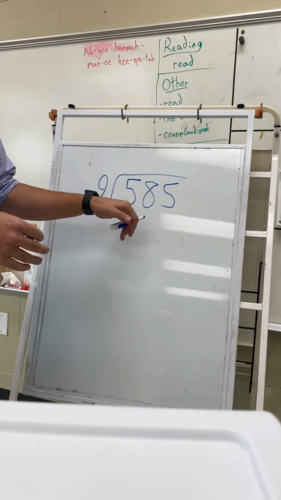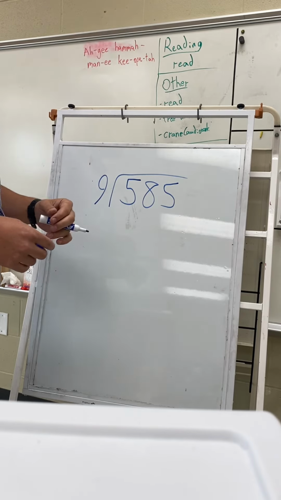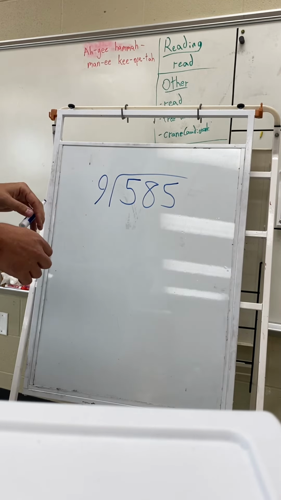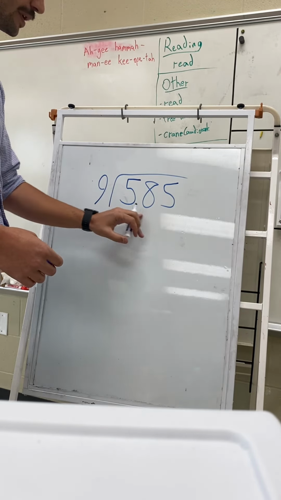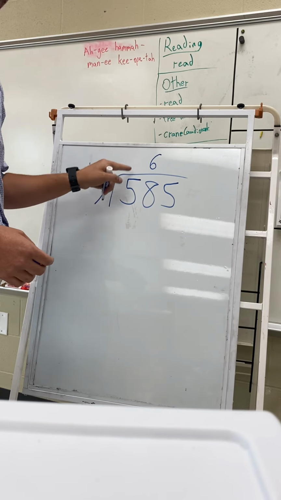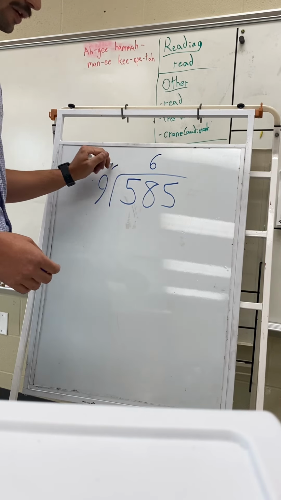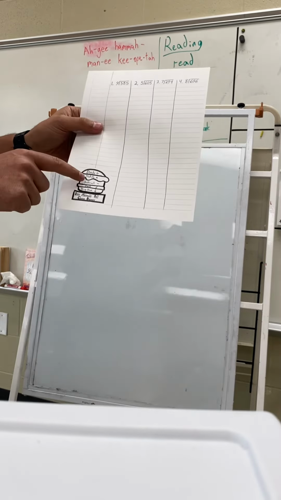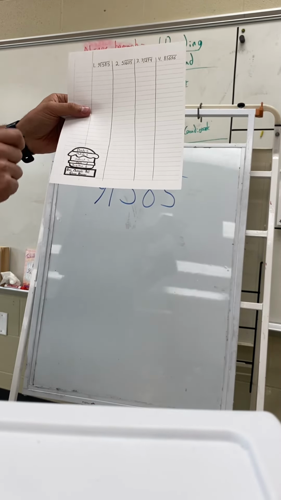We want to get close to 58, but we can't go over it. So thinking about it, if we did 9 times 6, we would get 54. So since we're doing this as a chunk together, that's why our 6 is going to go up here and not above the 5. And so now thinking about our steps, we have divide, multiply, and subtract, bring it on down and bring it on back.